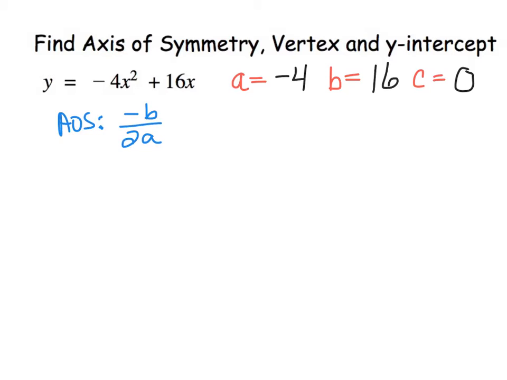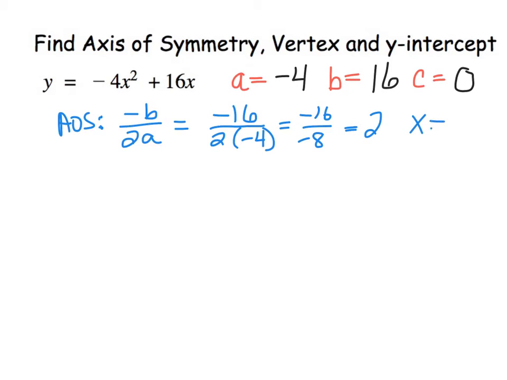So the opposite of my B, the opposite of positive 16, is negative 16, over 2 times my A, and my A is -4. So -16 over -8 equals +2. So my axis of symmetry is x equals 2.